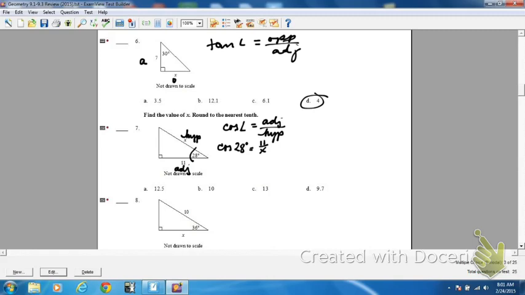Again, since we've got x in the denominator, we want to flip that ratio. And so I'm going to have 1 over cosine of 28 equals x over 11. And multiply both sides by 11. X is going to equal 11 over the cosine of 28. 11 over the cosine of 28 is 12.5, or A.